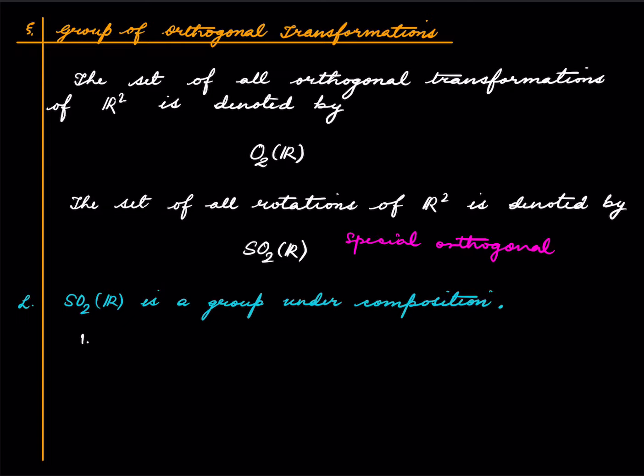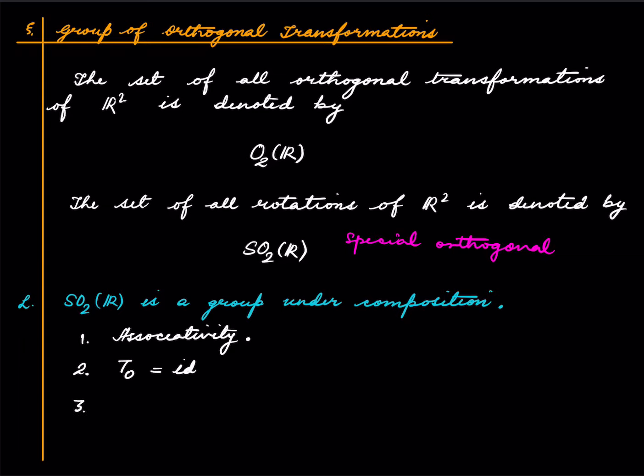So we need to verify three properties. Group under what binary operation? Under composition. So three properties we want to verify. First is associativity. This is clear because composition of functions is associative, so composition of linear maps is also associative. If you compose two linear maps, you get a linear map, so that's not a problem. And two is existence of identity. Clearly, if you rotate by 0 degrees, that's the identity map. Rotating by 0 degrees means not doing anything. So that's the identity transformation.